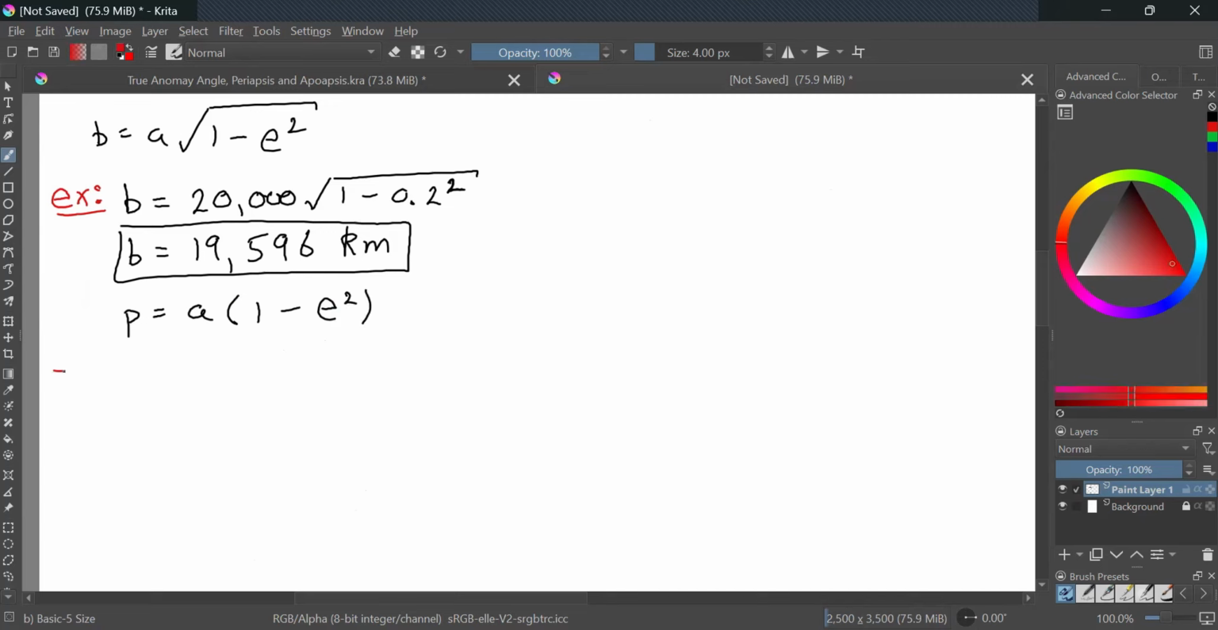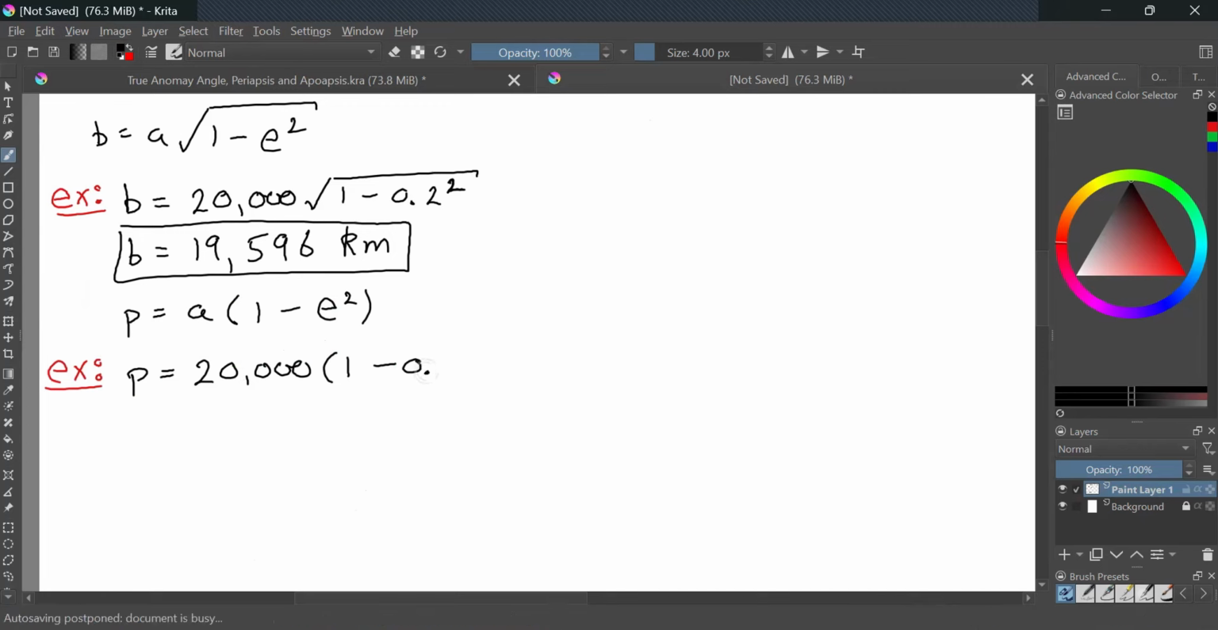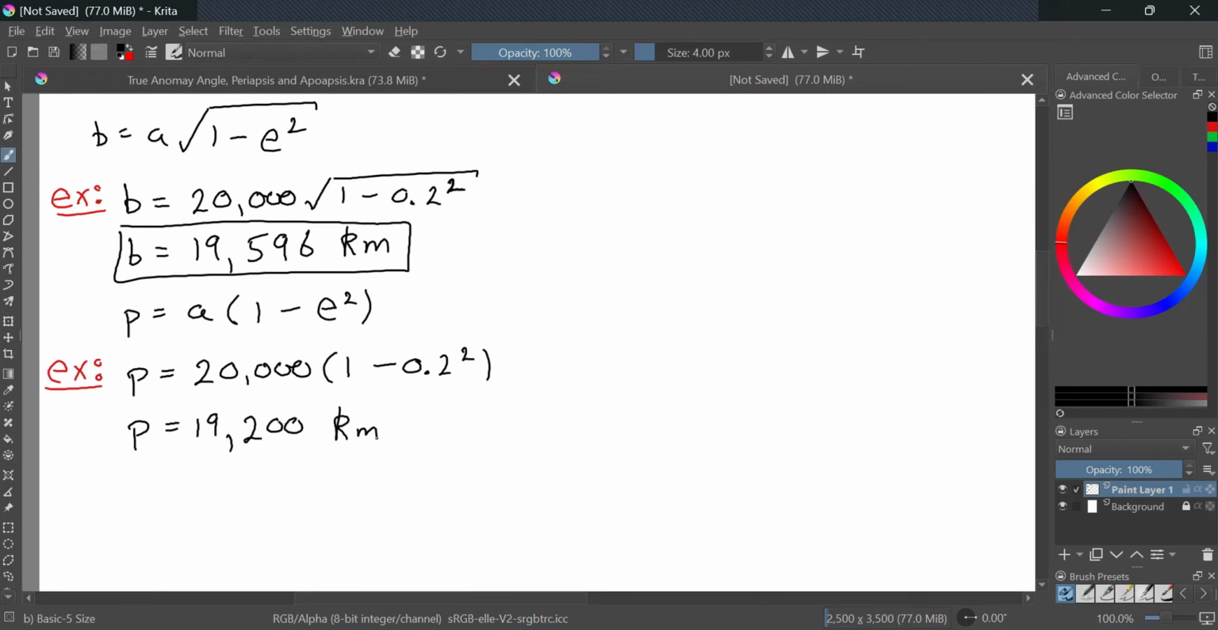All right. Once again, for our orbit, we'll just plug in the numbers. 20,000 times 1 minus 0.2 squared. That will become 19,200 kilometers.